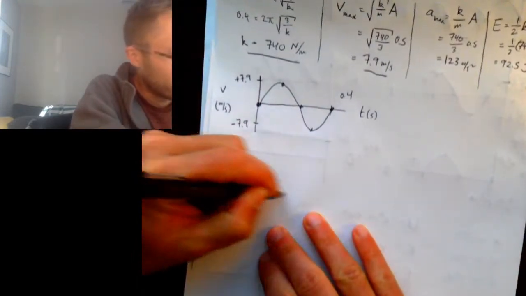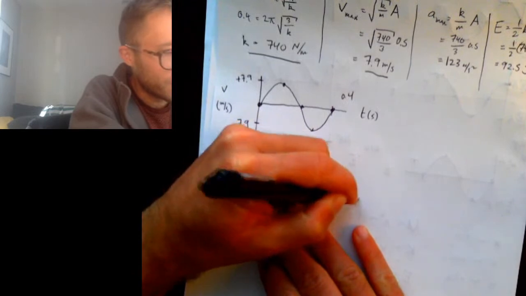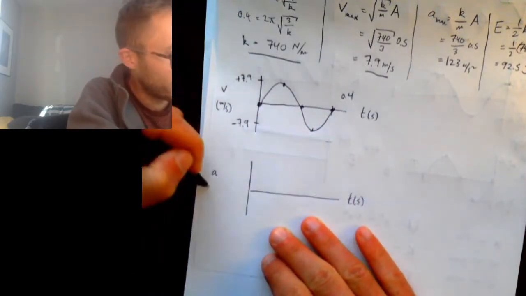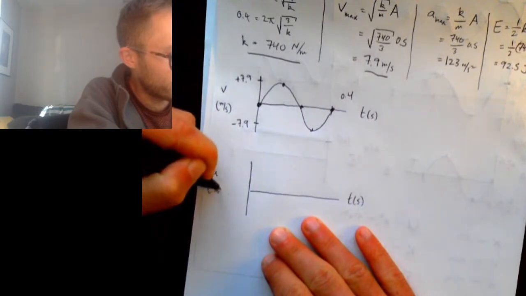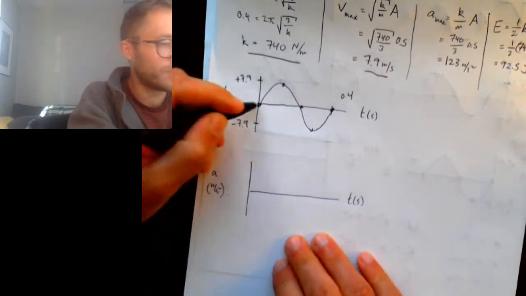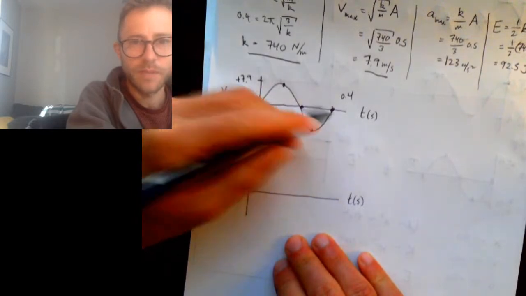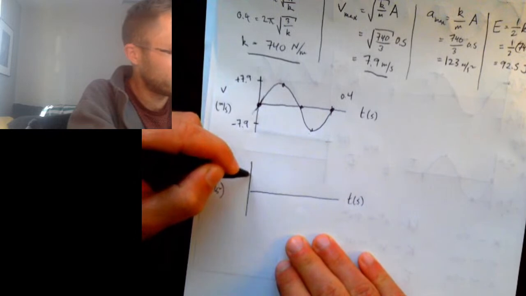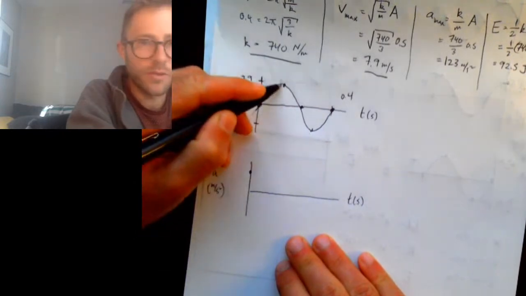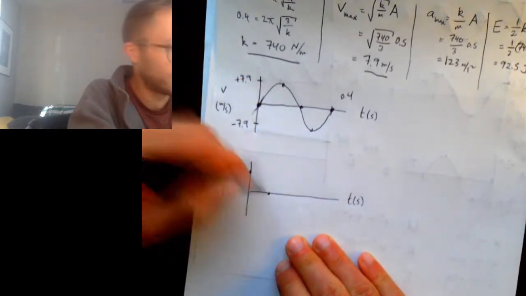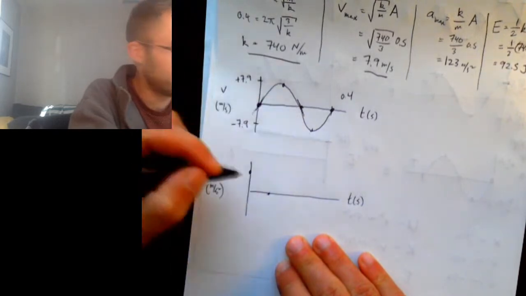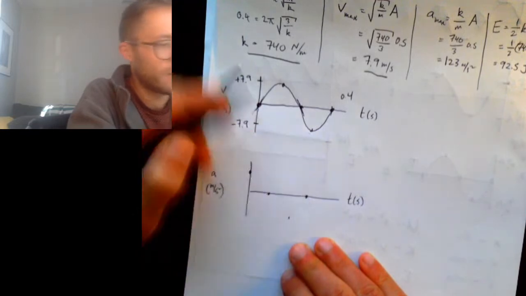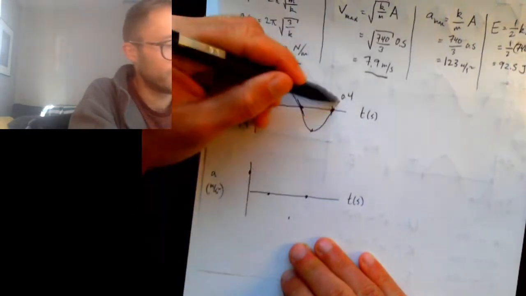Again, I am going to draw that directly below the velocity graph, because to get the acceleration graph, I have to find the slope of the velocity graph. So I take my 5 points, and I look at the slope. Here, the slope is positive. Here, the slope is 0. Here, the slope is negative. Here, the slope is 0. And here, the slope is positive.